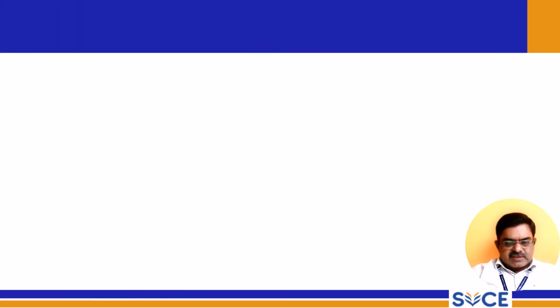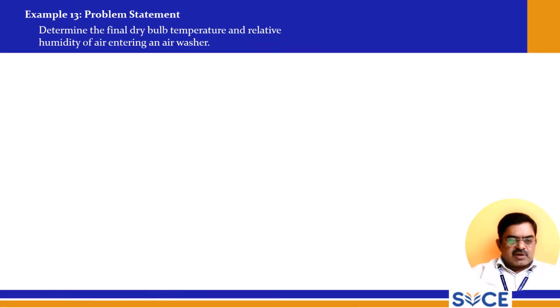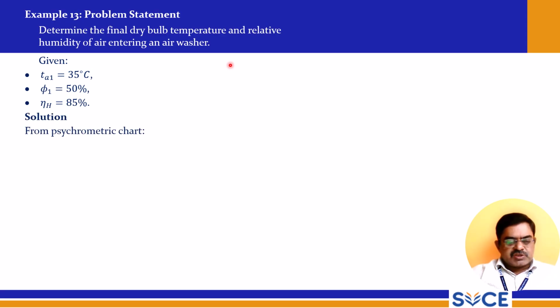So next example is to determine the final dry bulb temperature and relative humidity of air leaving an air washer. Given TA1 equal to 35 degrees Celsius, phi1 equal to 50%, and efficiency equal to 85%. So from the psychrometric chart, TW1 equal to 26.1 degrees Celsius.